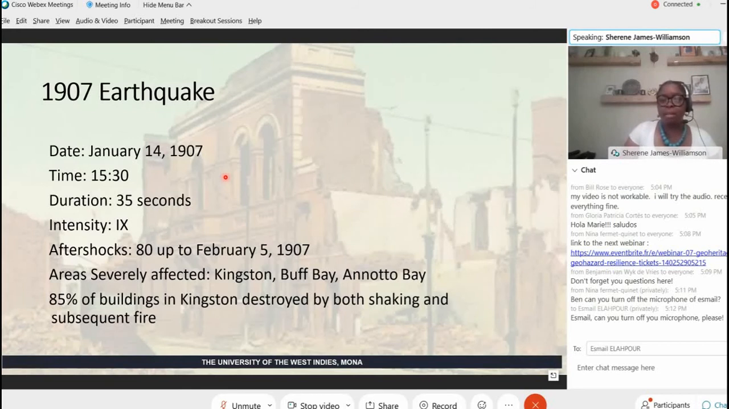It lasted 35 seconds, and there were variations in the intensity of the ground shaking over the course of that 35 seconds. The intensity has been estimated at a 9. There were aftershocks, about 80 of them up to February 5. There were probably nearly 200 aftershocks up until the summer, if I remember clearly. It is suggested that about 85% of the buildings were destroyed by both the shaking and the subsequent fire. Areas that were severely damaged, I'm going to show you on a map in a moment.